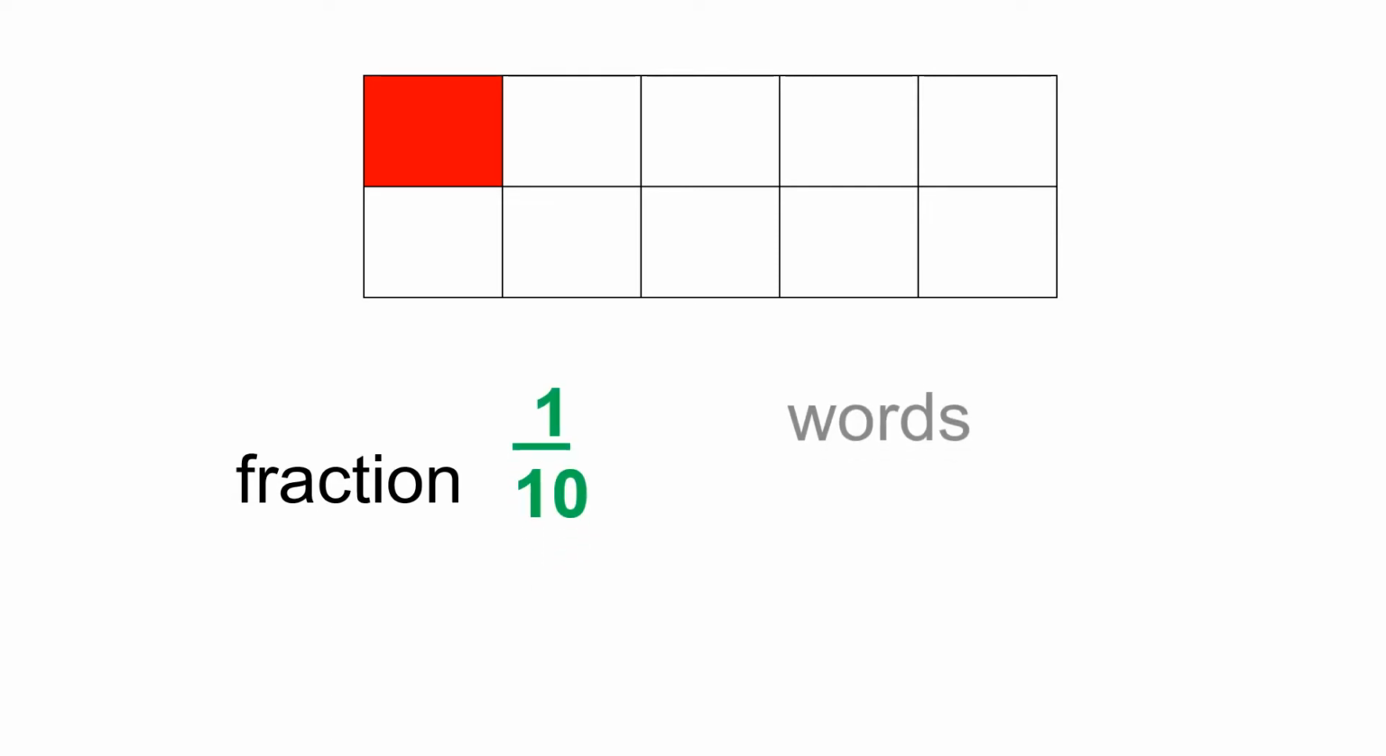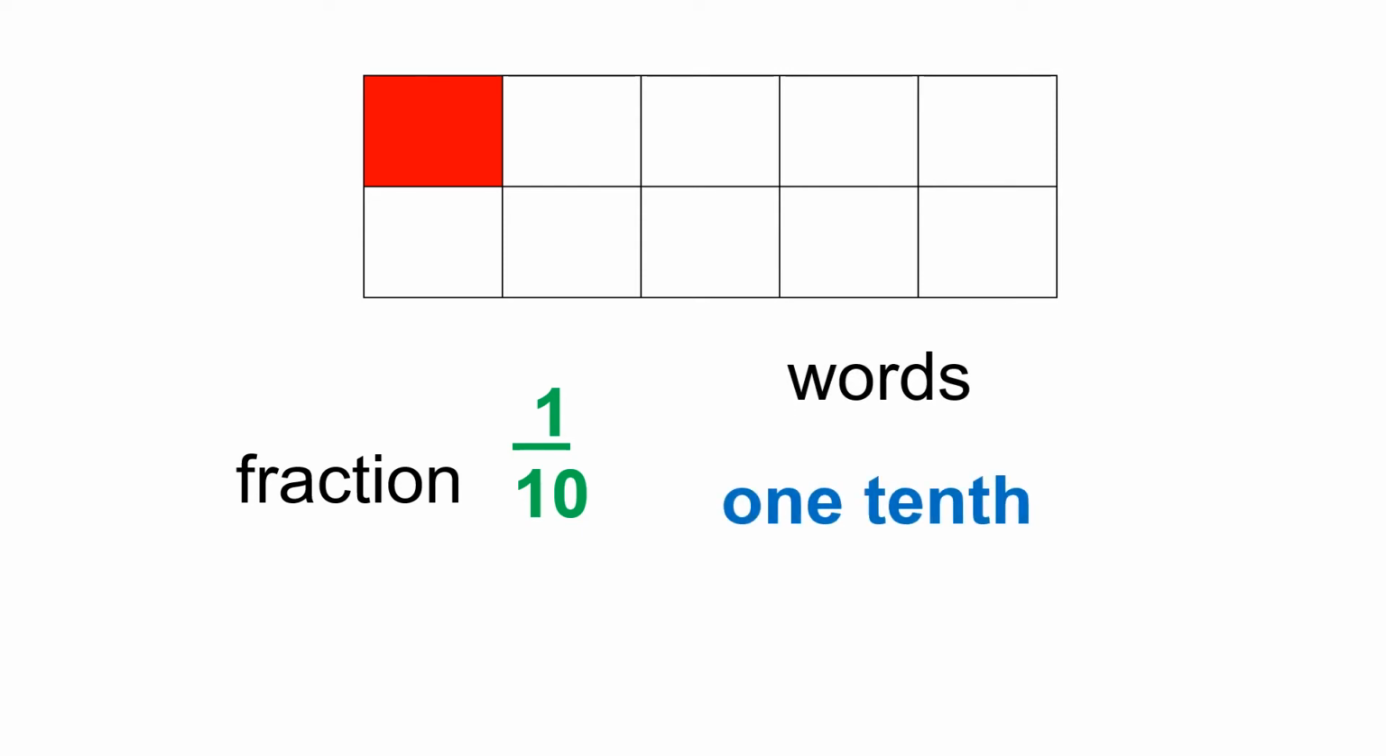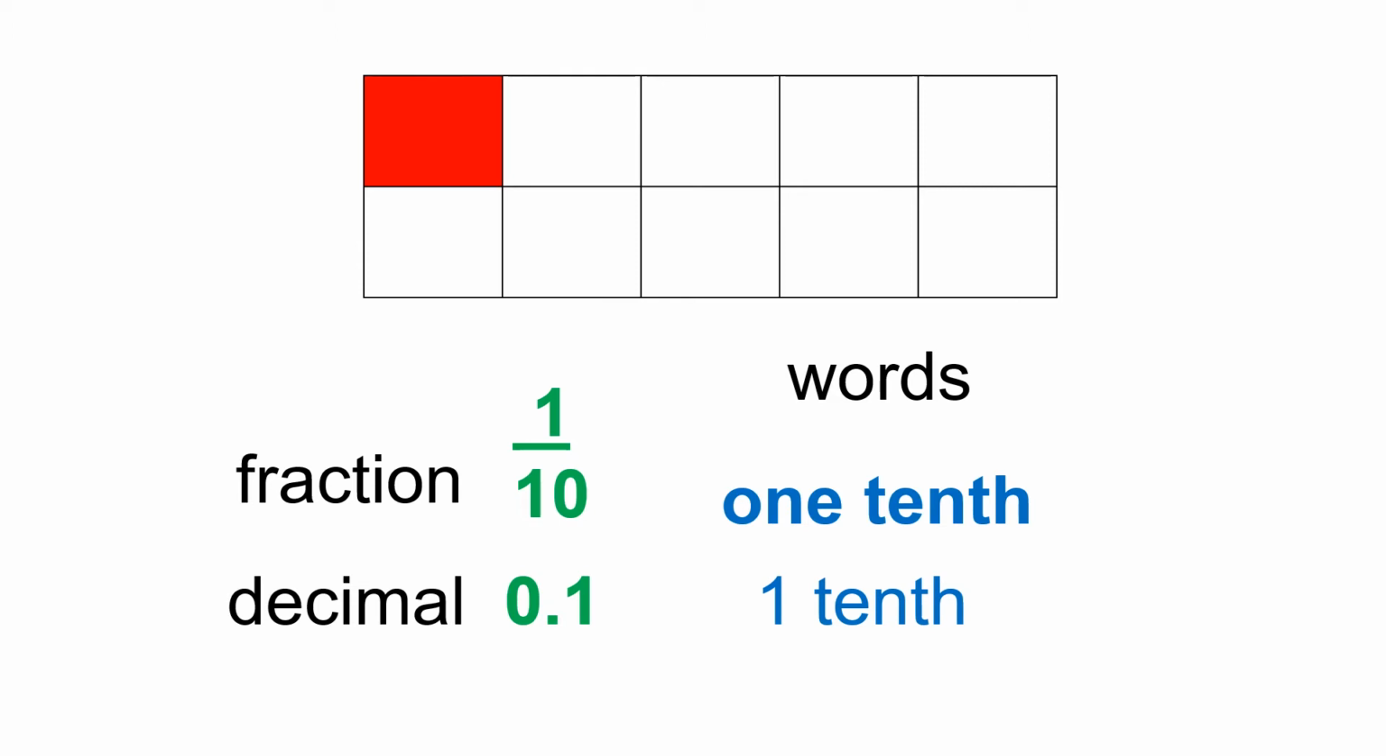Look at this rectangle. This rectangle has been divided into 10 equal parts. I colored just one part. So the fraction which represents this shape will be 1 out of 10. And in words, it will be one tenth. And if I want to write it as a decimal, it will be 0.1. And if I want to write it in words, it will be one tenth. Okay.